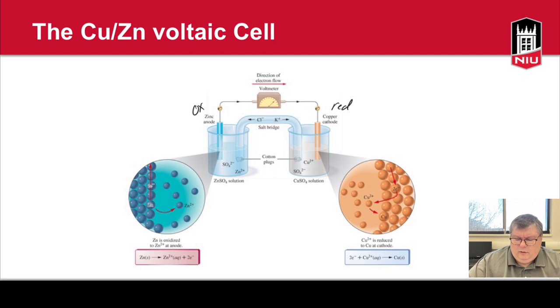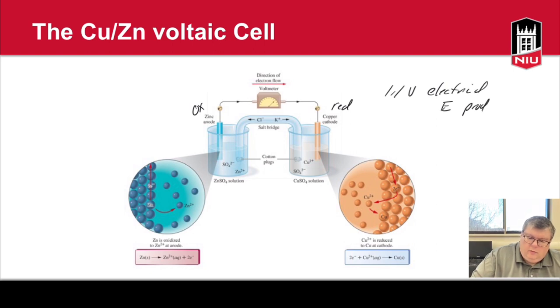At the copper cathode, the cations are attracted to that negative charge that's coming off of here to be reduced, okay? And the copper solution becomes less concentrated, and the copper cathode becomes heavier. It gains mass from the copper in solution, okay? And this process produces 1.1 volts of electrical energy.